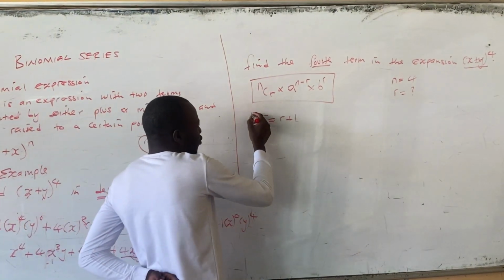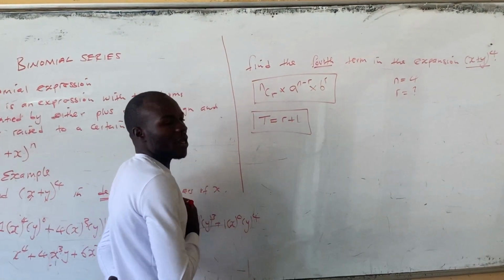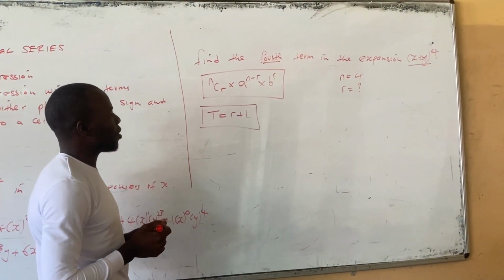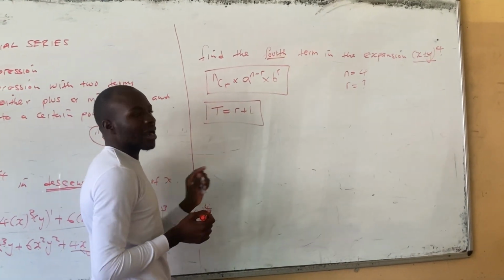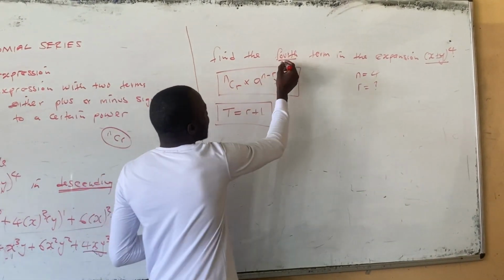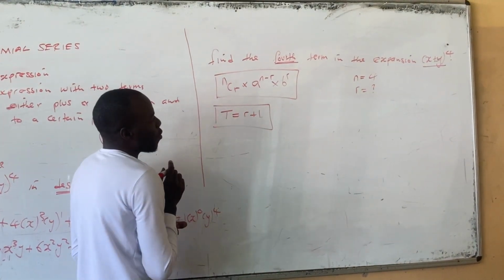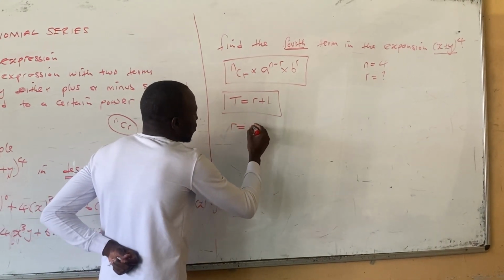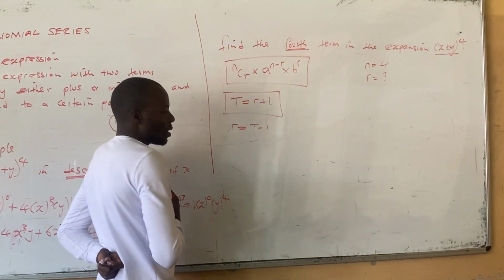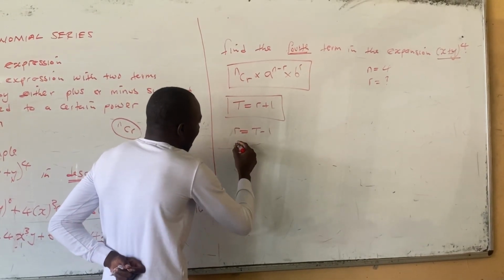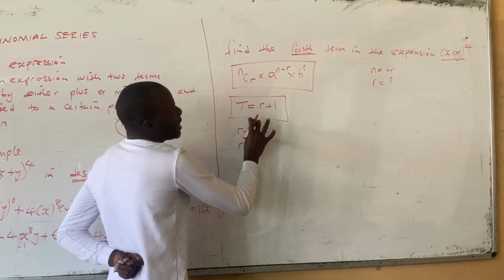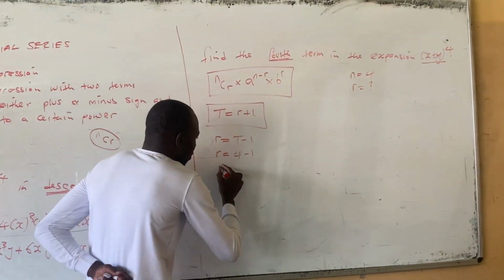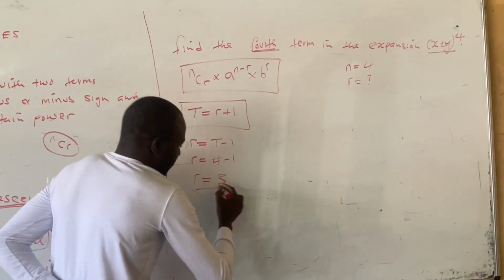So again, let me introduce you to this formula, which you need to know. Since we know this formula, it can help us find the r in this case. Since we want to find the fourth term, while there is t, we put what? When you want to find r, always say r is equal to t minus 1. So r is equal to, what is our t? t is the fourth term which we want, so we put 4 minus 1. So r is equal to 3.